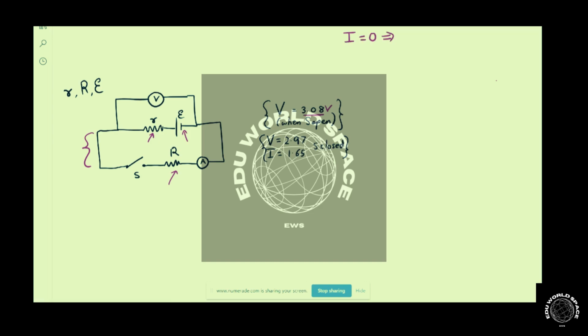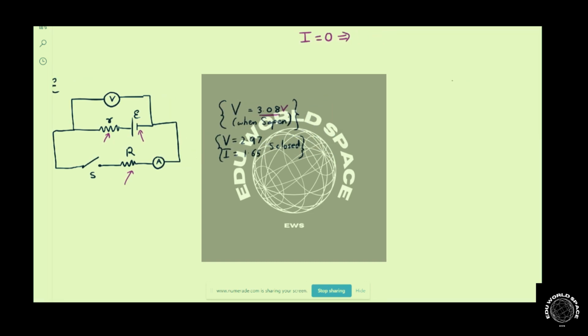Good. So we will use the terminal equation for a battery, which is given as the potential measured across a battery is equal to the EMF minus the current flowing times the internal resistance. So what this equation is telling us is the potential difference across this region, and this is measured by the voltmeter over here.